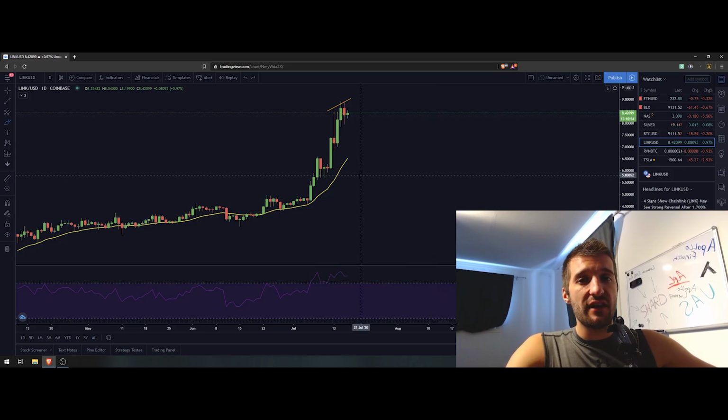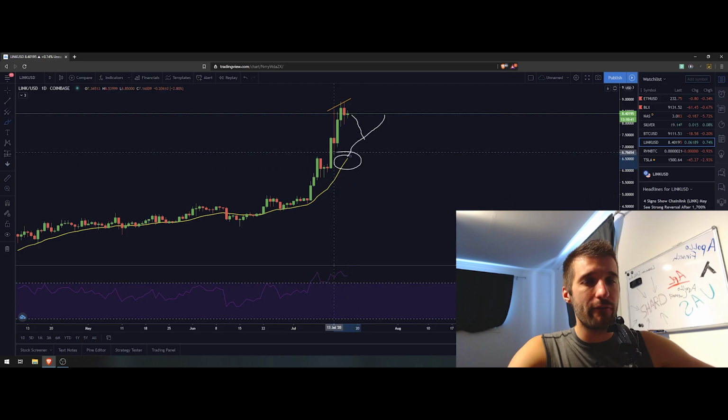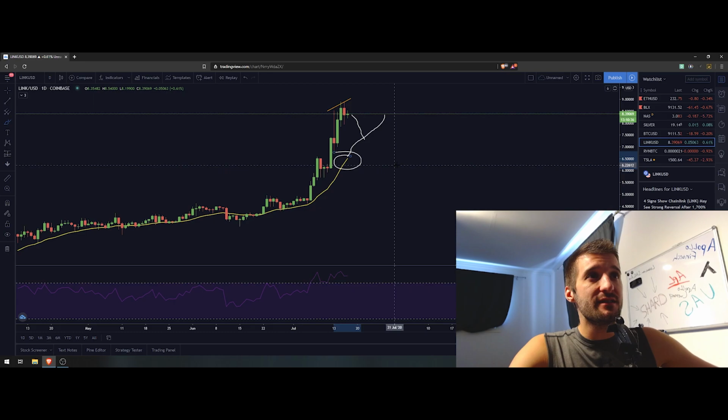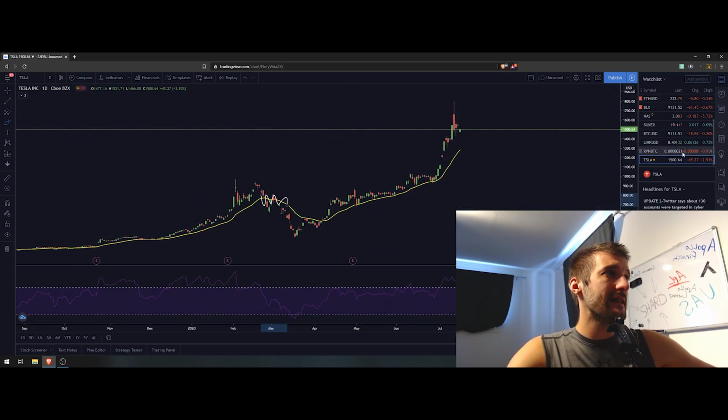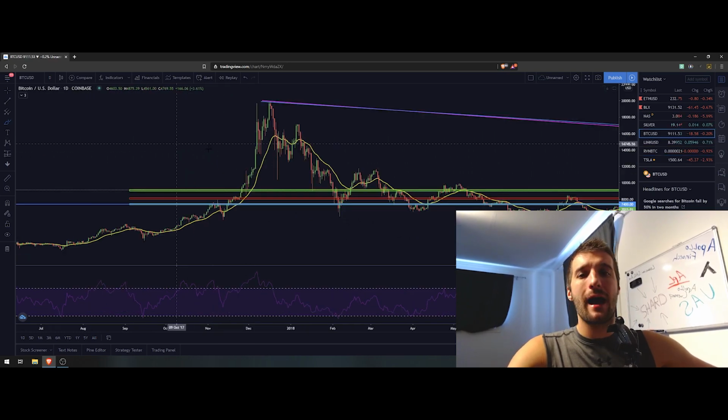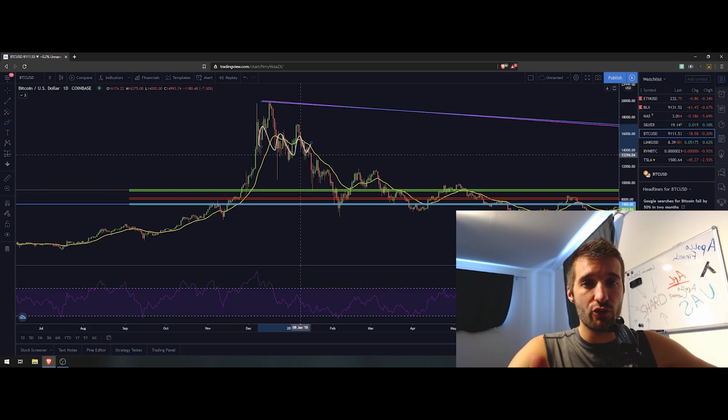So the next thing that I want to see and expect is Chainlink to correct immediately, to see at least some sort of correction to the 20 exponential moving average before we jump. If we manage to bounce back from the 20 exponential moving average, then you could probably expect even higher prices. But if we see consolidation around this level, as you saw over here on Tesla, as you saw over here on Raven, as you saw over here on Bitcoin, there is a potential that we will see Chainlink drop further down to find a level of support.